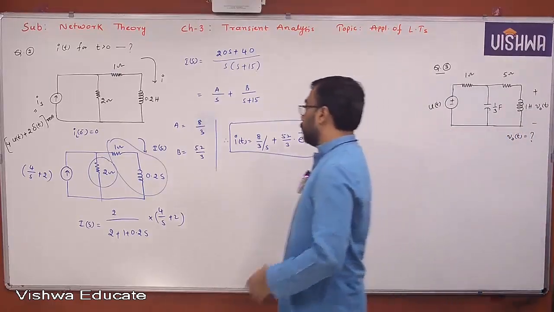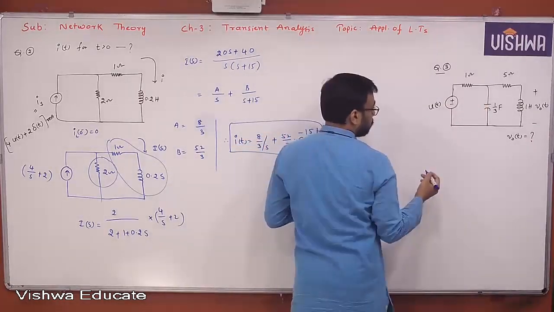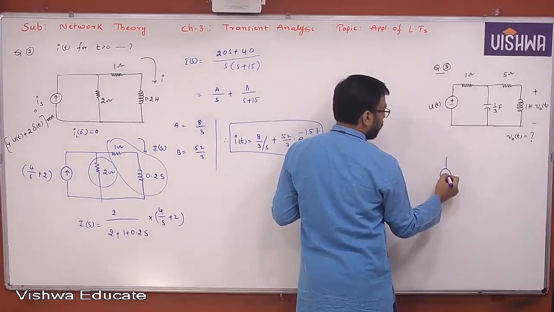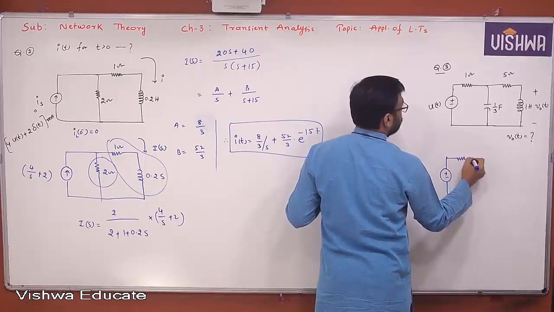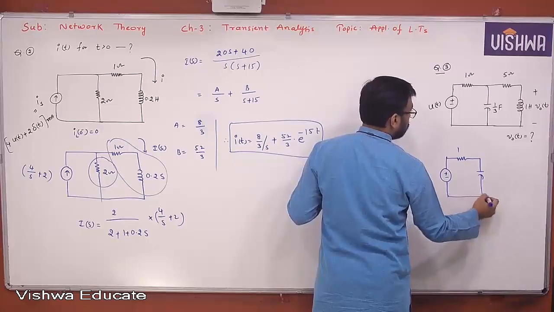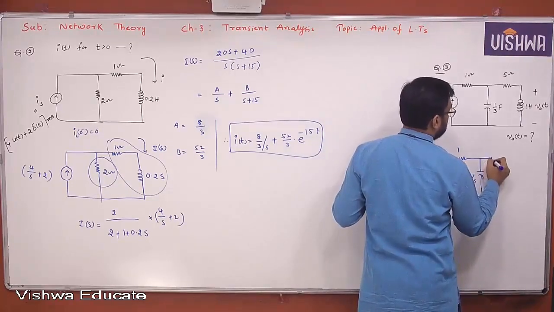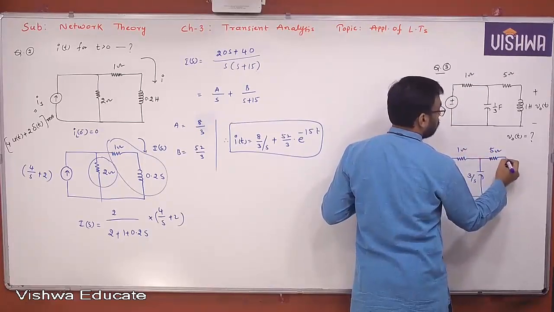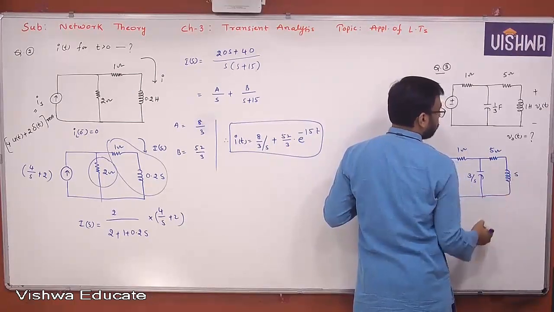Let's go for the third problem. According to the S-domain equivalent, you can get the circuit like this: 1 by s, 1, 3 by s, 5 ohm, 1 ohm. What is this?